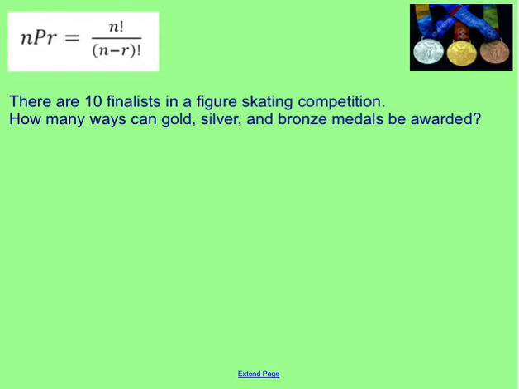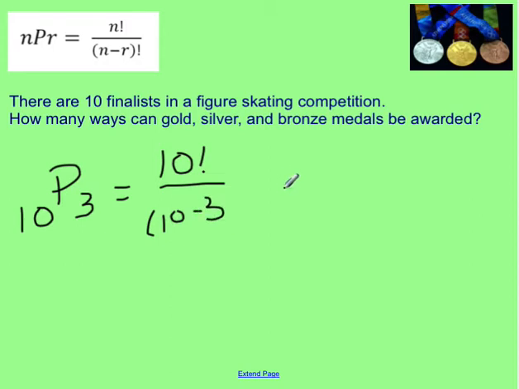So for number 3, there are 10 finalists in a figure skating competition. How many ways can gold, silver, and bronze medals be awarded? So we have 10 finalists, and we're going to pick 3. So here the order matters because getting gold is very different than getting bronze. So we're going to have 10 factorial divided by 10 minus 3 factorial. That gives us 10 factorial divided by 7 factorial.